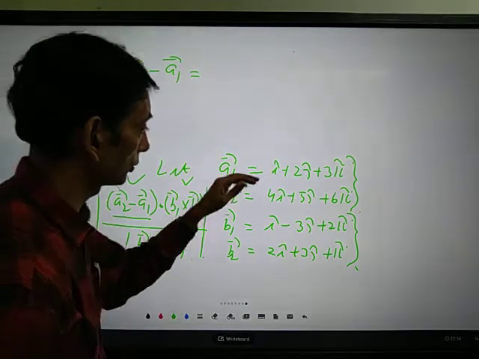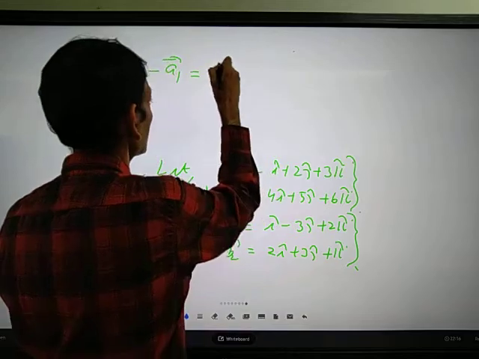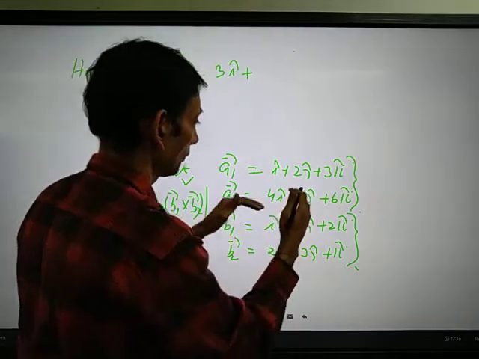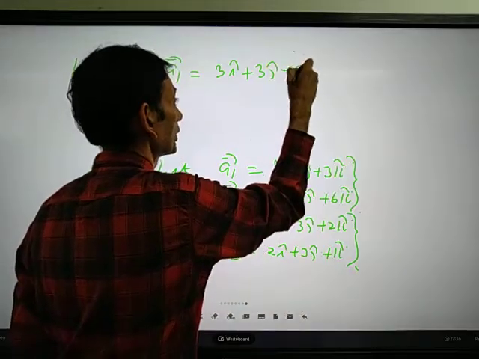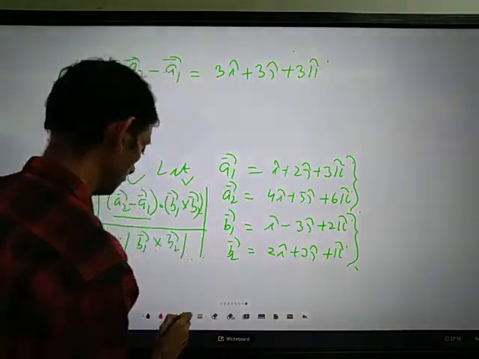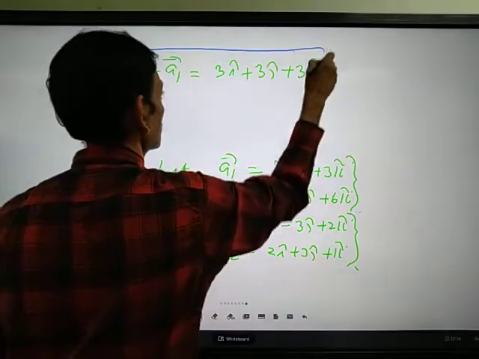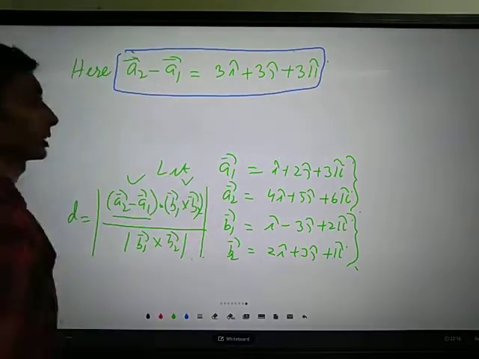A2 minus A1. So 4 minus 1, that is 3 i cap, 5 minus 2, 3 j cap, and 6 minus 3, 3 k cap. So we got this one. This is very important. So we got this, step 1. This is A2 minus A1.